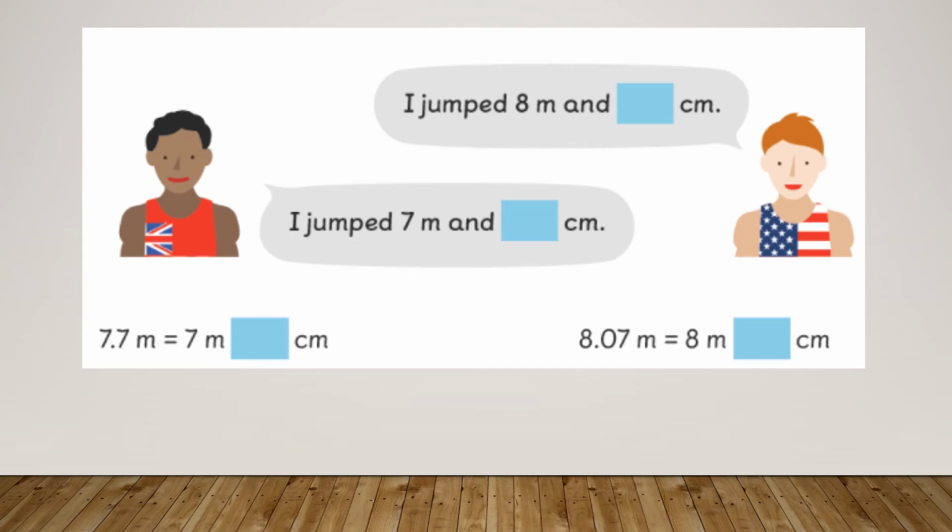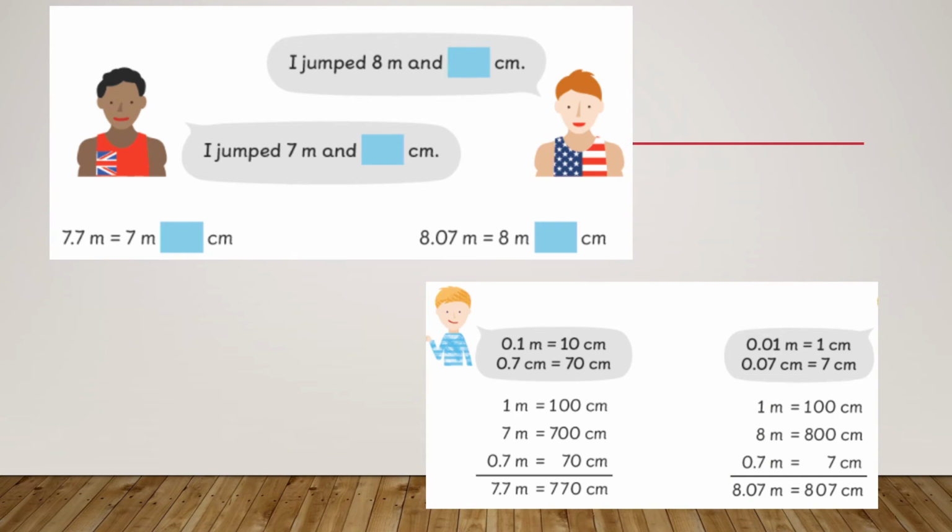Here's another one for you then. Could you convert these? It says I jumped 8 meters and something centimeters. I jumped 7 meters and something centimeters, and there's a gap there. And we can see the measurements below. 7.7 meters. Can you convert that into meters and centimeters? And then 8.07 meters. Can you convert that into meters and centimeters? If you do that, also have a go of changing it into centimeters as well. And we'll go through the answers to this in the next part of the video. Good luck. Have a quick go.